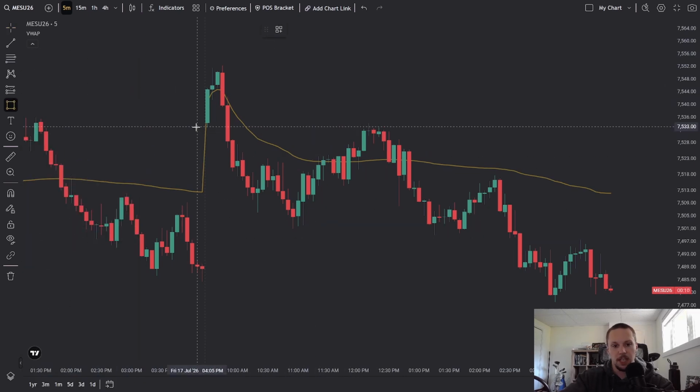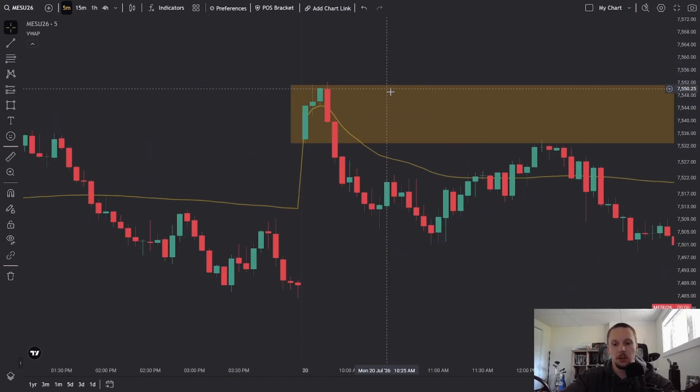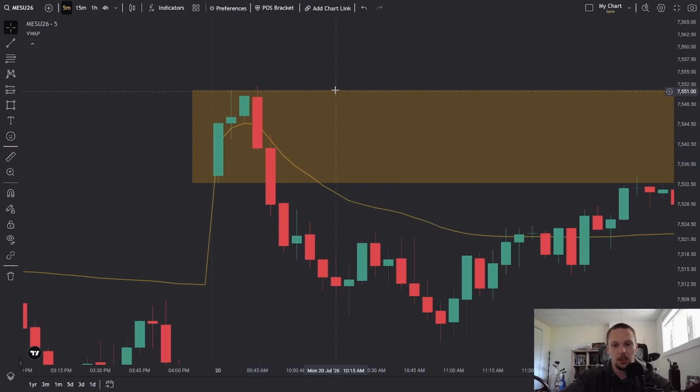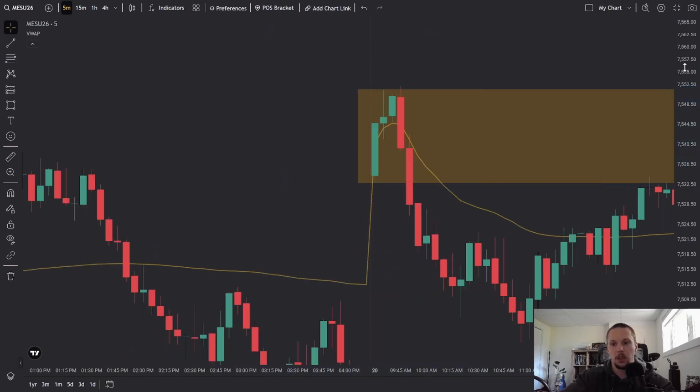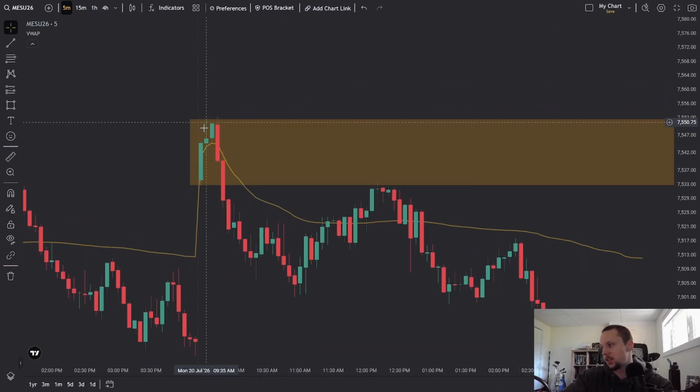I'll take my rectangle tool and I'll cover the first 3 5-minute candles that print, from the lowest wick to the highest wick. And this box creates what I call our opening range. First thing we have to do is wait for price to exit either the top or bottom of the opening range and print a candle body to tell us what direction price is heading in.